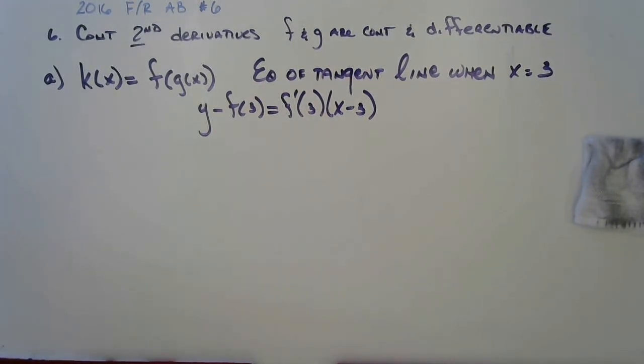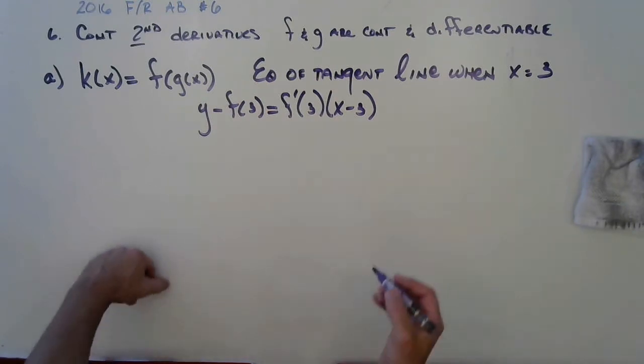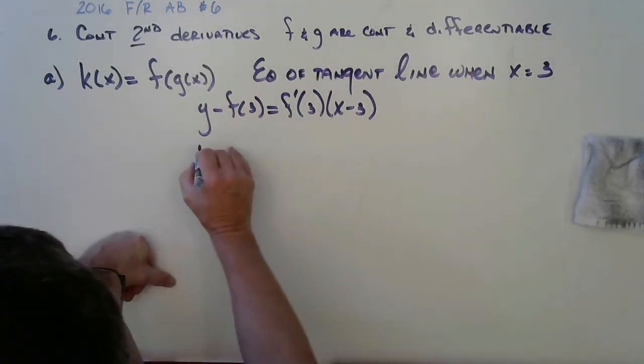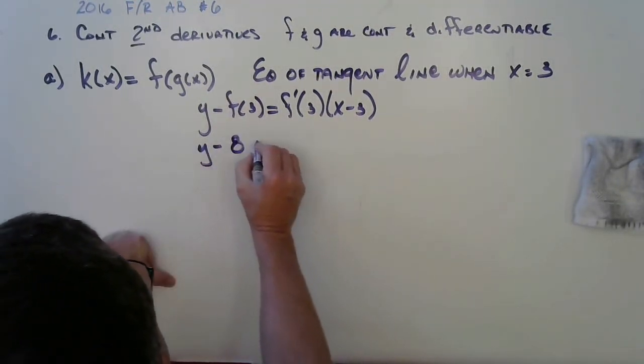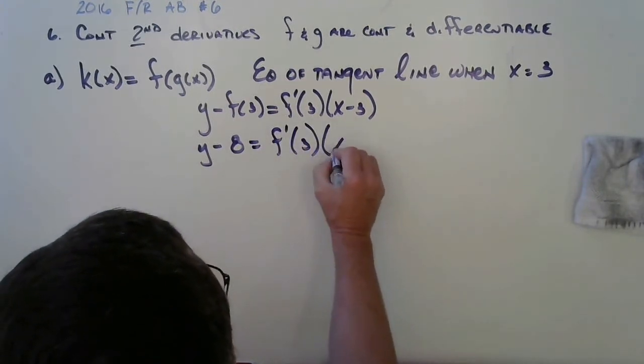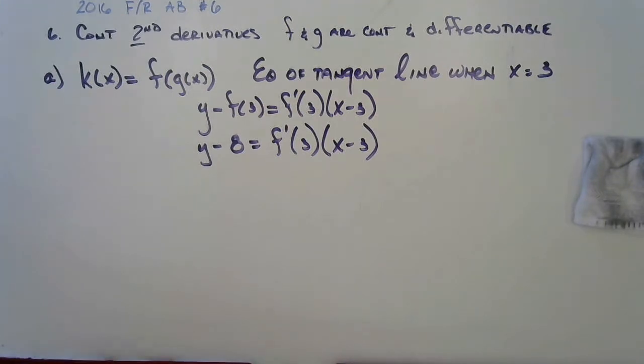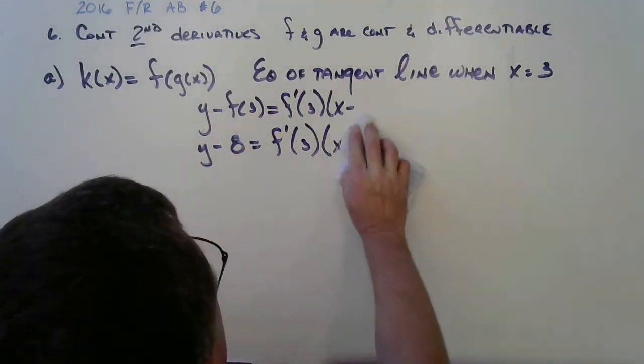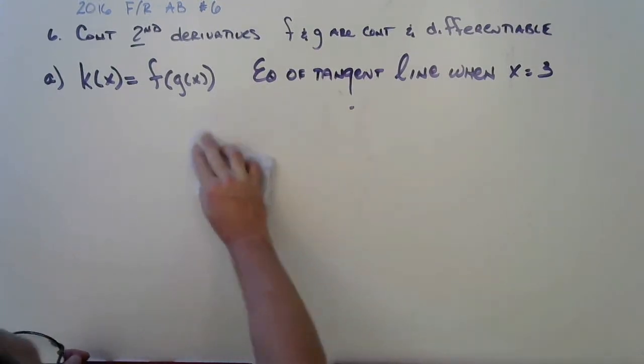And you know what f of 3 is. According to the table, f of 3 is 8. So this is y minus 8 equals f prime of 3 times x minus 3. That's not good enough, though. We need the derivative of f at 3. Oh, I am so sorry. We're finding the... I'm going to erase all this because it's wrong. I misread the problem. I'm so sorry.